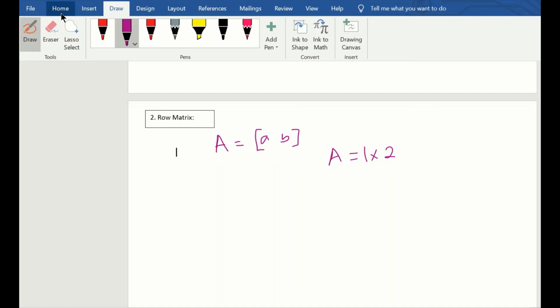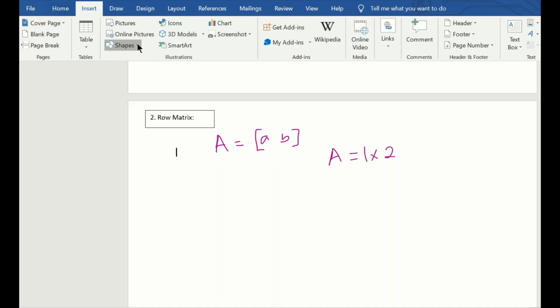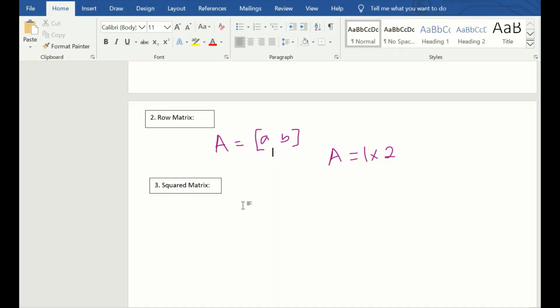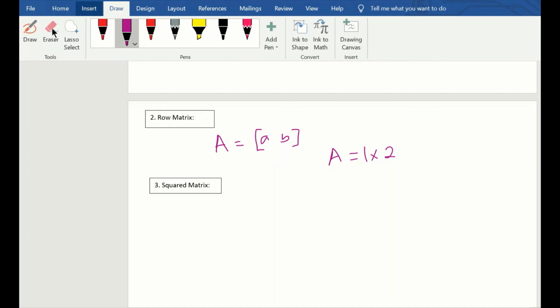All right, let's look at another type of matrix. The reason why we are trying to explain these different types of matrix is because when we start looking at questions, we might need to refer to these types of matrix to be able to understand some very important questions. Now, what is a squared matrix? A squared matrix has the same number of rows and columns. For example, look at this example.